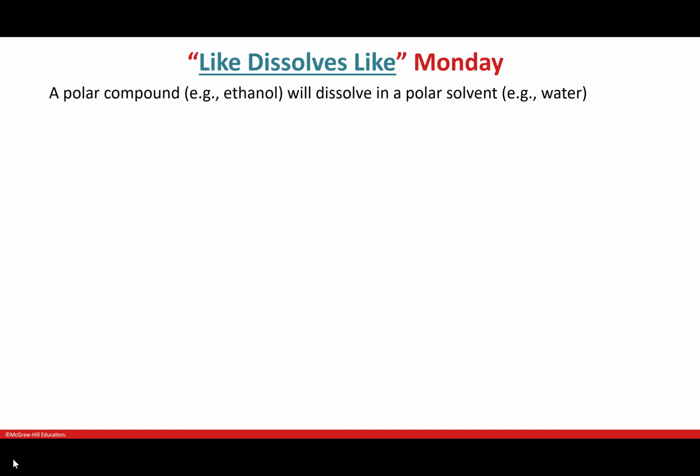Like dissolves like, this is what they're talking about. If you have two polar things, they will dissolve in each other, and two non-polar things will dissolve in each other. But if you take one from each, they're going to form layers, basically. Okay, so ethanol. Ethanol is a type of alcohol.